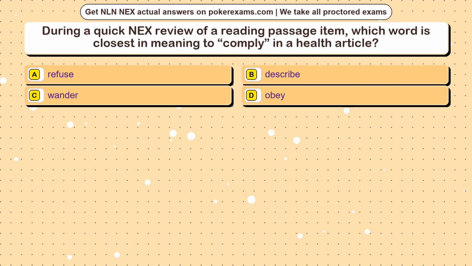Question 2. During a quick review of a reading passage item, which word is closest in meaning to comply in a health article? Option A, refuse. Option B, describe. Option C, wander. Option D, obey.